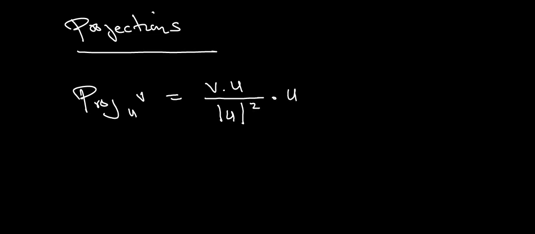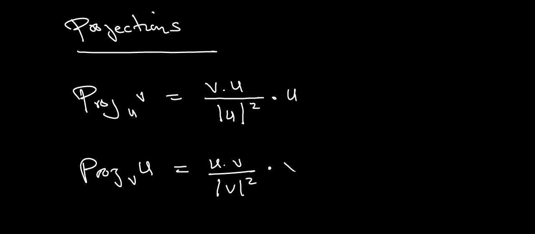If we were doing the other way around, projecting u onto v, this would be the dot product u dot v, over v squared, then multiplying the vector v. We start with the vector we're projecting onto the other one. So it matters which one we're projecting onto the other.